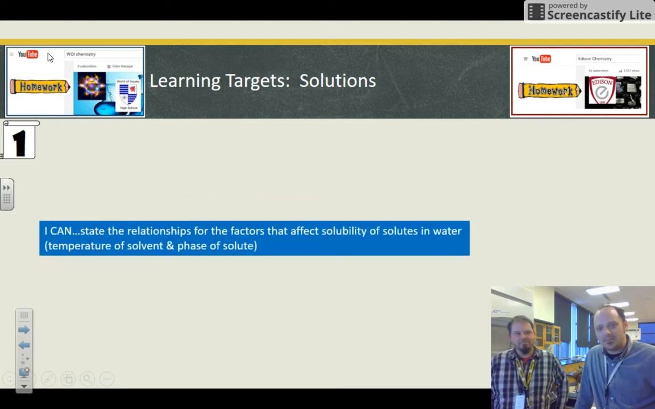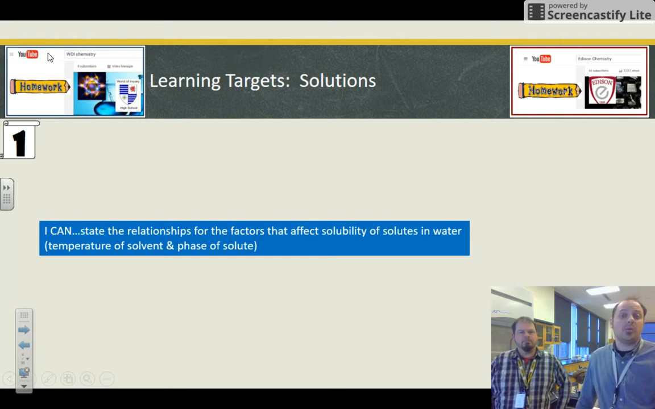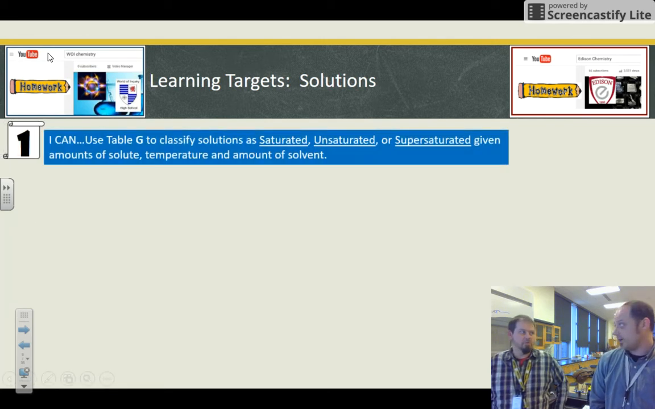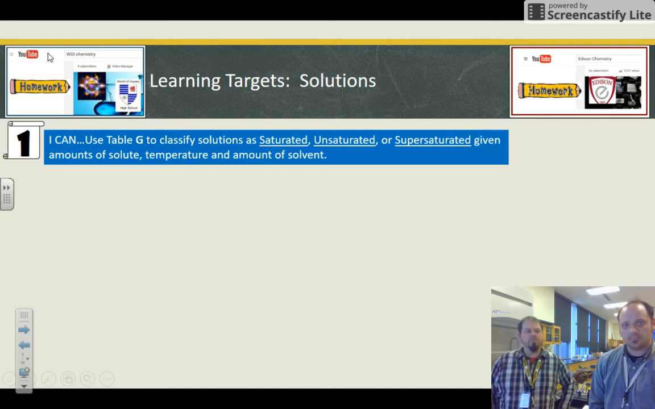Back to chemical bonding. State relationships for factors that affect solubility of solutes in water. So things like, if the temperature increases or the amount of solute increases, what will happen to the solubility? We want to know. What he's talking about there is how much will dissolve. That's what he means by solubility. Use Table G. This one's fun. Might be 2 videos. We'll see if we can get it all in one.